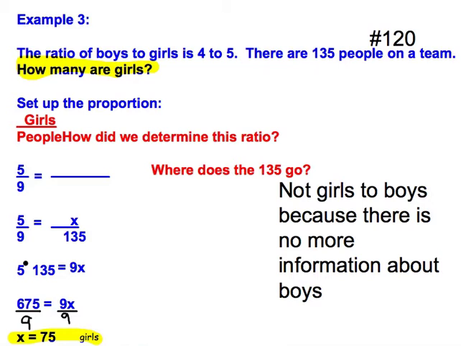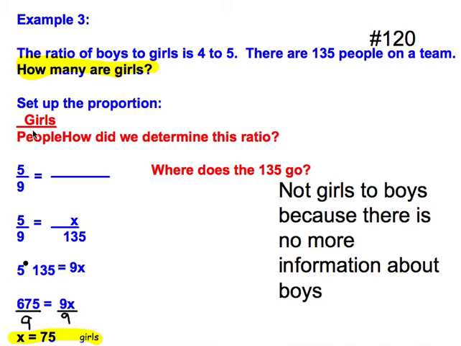Looking at another example, we have the ratio of boys to girls being 4 to 5. It says there are 135 people on a team. So how many girls are on the team? This one's tricky because there are 3 labels. We have boys, girls, and people. We definitely want girls because that's what the question is asking, so we'll put that on the top.